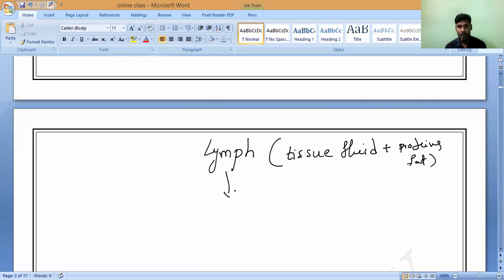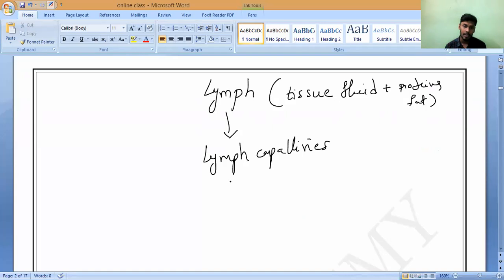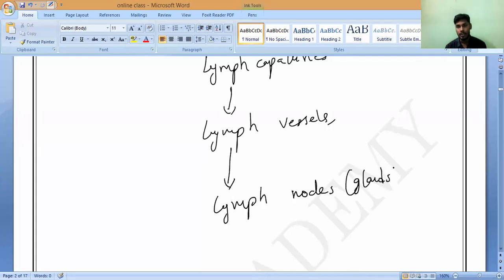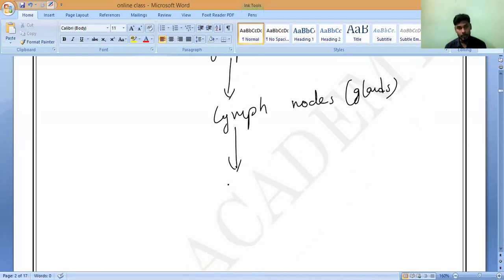So this lymph is absorbed by the lymph capillaries. Next, these lymph capillaries are directly connected to large lymph vessels. You can note it down. Now these large lymph vessels are directly connected to lymph nodes, which we can also call lymph glands. These lymph glands contain lymphocytes inside, and are connected to a large vein. What is that large vein called?